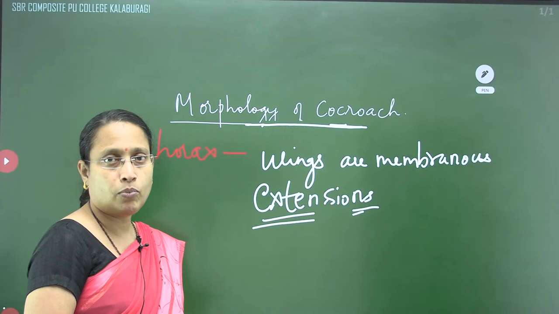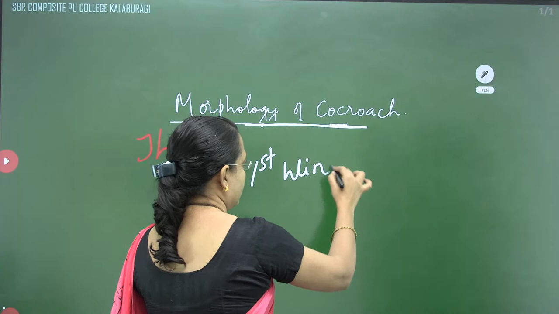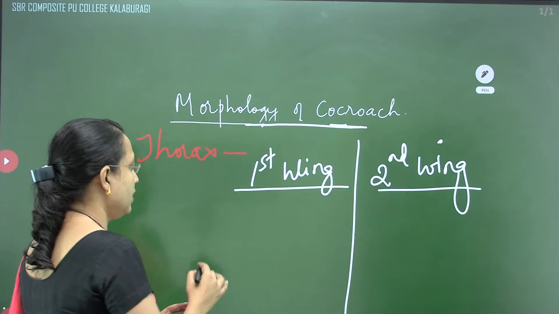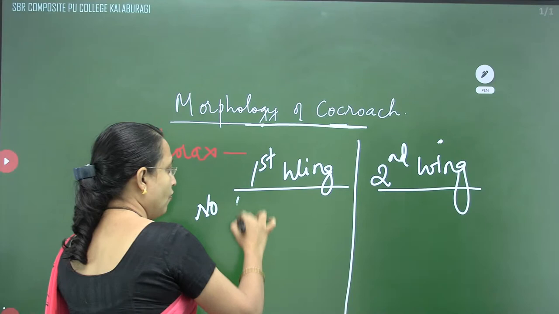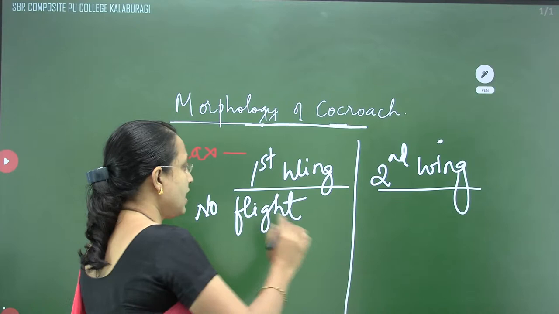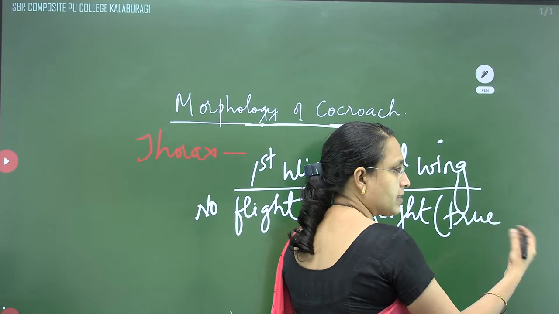What is the difference between the first wing and the second wing? First wing, and this will be the second wing, and the difference between them. The first wing is not involved in flight. So, no flight is possible due to the first wing. That means the cockroach cannot fly with the help of the first wing, which is also called the mesothoracic wing. Whereas in the second wing, flight is possible. That means it is a true wing because the insect can fly with the help of these wings. They are called true wings.